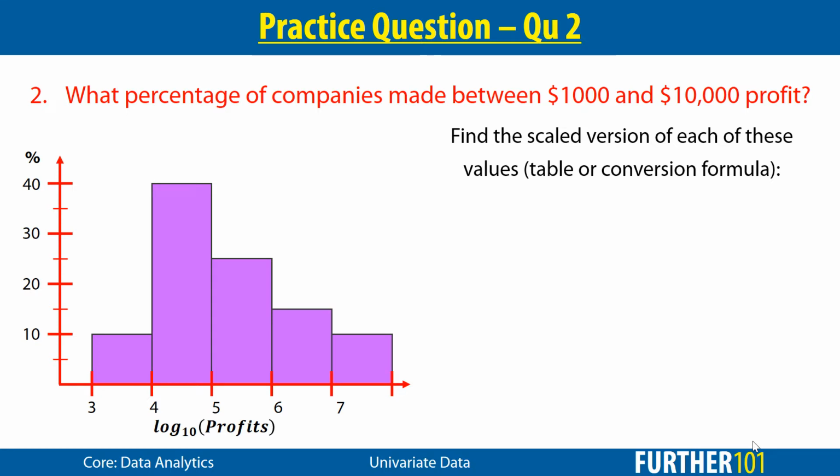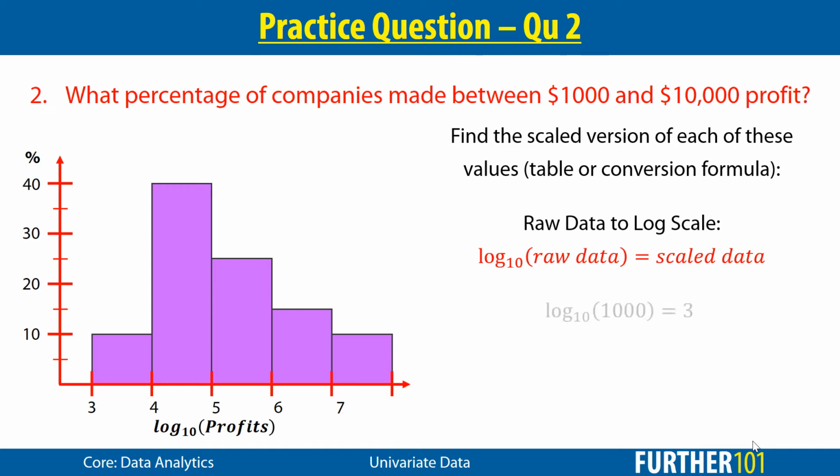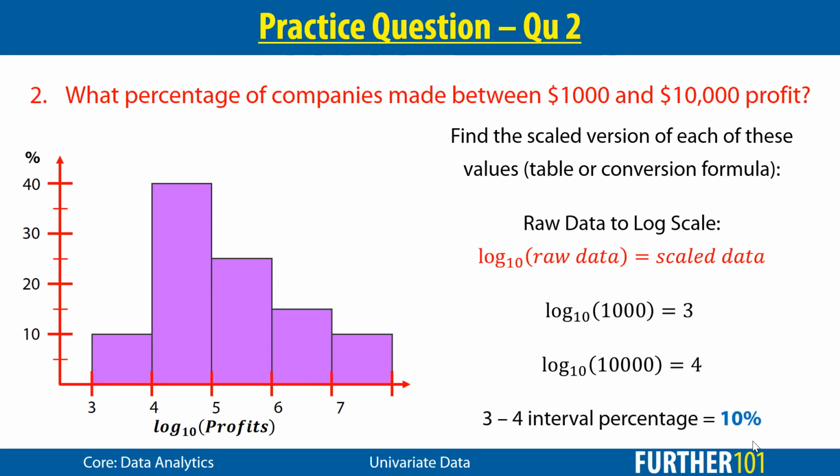Now the easiest thing to do is to use the table that I previously provided. But we can also apply the conversion formula to go from the raw value to the scaled data value. So let's start with 1,000. We'll put it into our log of 10 and we get the solution 3. Now we'll do exactly the same for 10,000 and we'll get the solution 4. So we need to find a percentage between the interval of 3 to 4. And we can see that that's 10% reading it off the histogram.